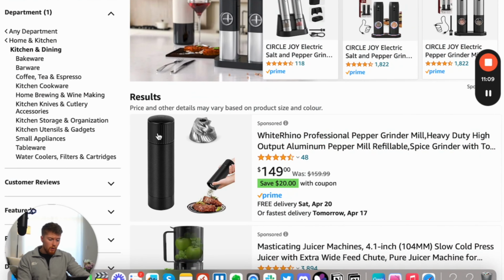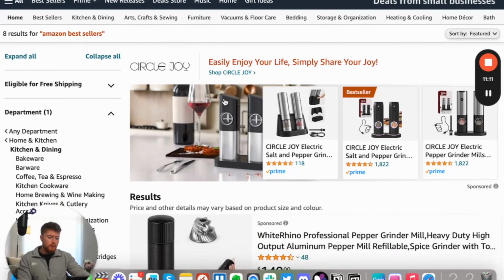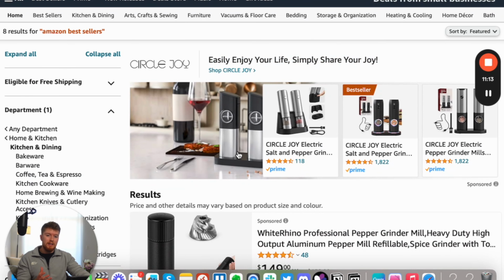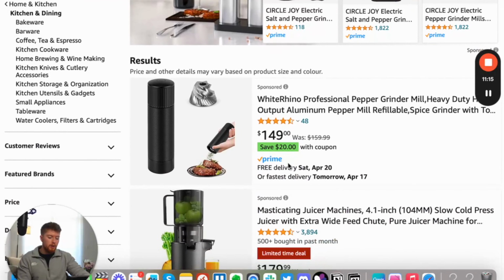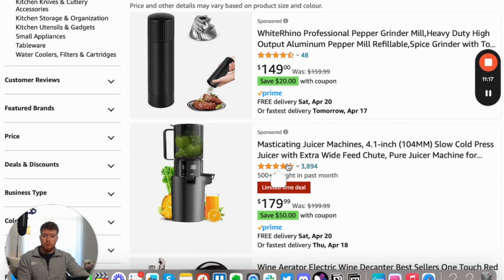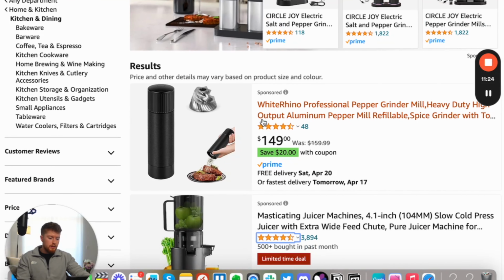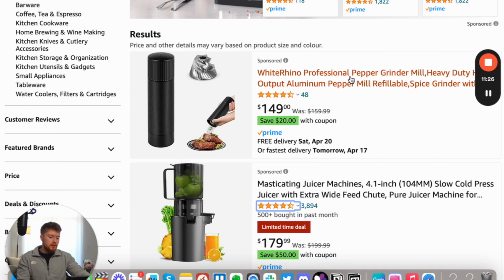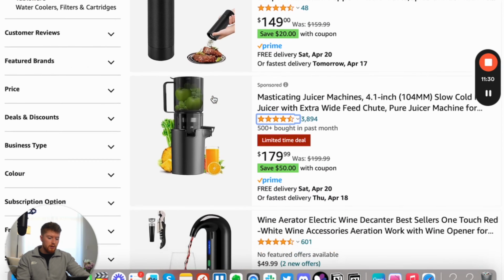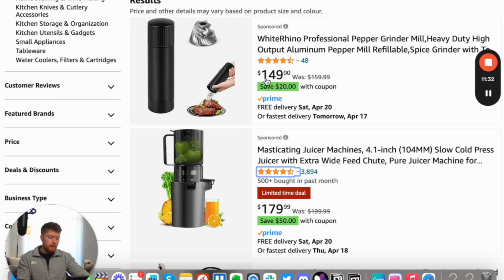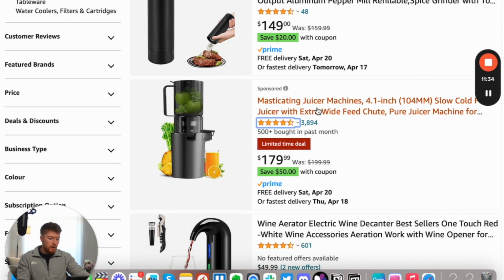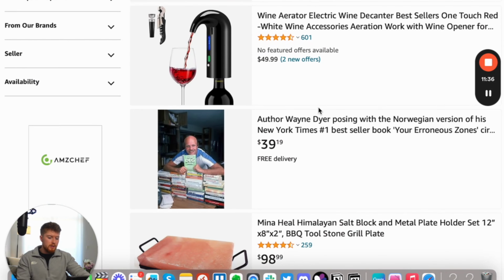So we're going to be able to get some ideas of what things are selling in these different categories and what types of products we might be able to go and try to source through a private sourcing agent or see what's available on AliExpress to get some ideas, right? So we can take a look here and see that we've got some professional pepper grinder mills. This one's not automatic, but just a very expensive version of it. We've got juicer machines, so appliances can be really good.